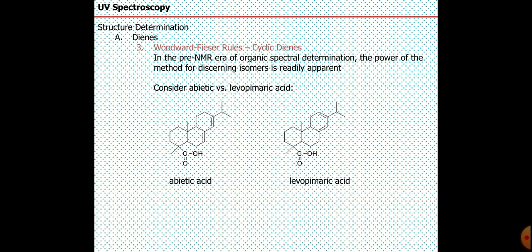In abietic acid, two double bonds are in conjugation but present in different rings, that is, they are transoid to each other and they are heteroannular dienes. Hetero means different and annular means ring. So they are present in two different rings, therefore they are heteroannular dienes. Whereas in the second structure, levopimaric acid, the two double bonds are present in a single ring, therefore they are known as homoannular diene. Therefore, for abietic acid, the base value is 214 nanometer, and in levopimaric acid, the base value is 253 nanometer.